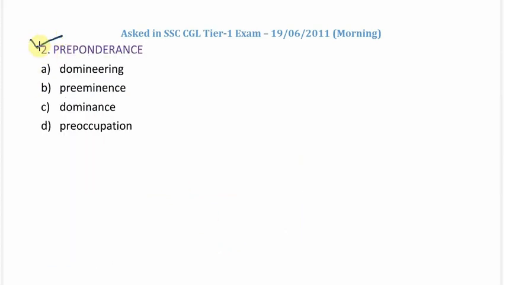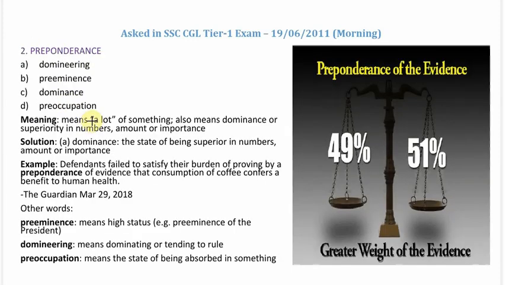So the next word is called preponderance. So the options are domineering, preeminence, dominance and preoccupation. So let's look at the meaning of this word. So preponderance means a lot of something. It also means dominance or superiority in numbers, amount or importance.